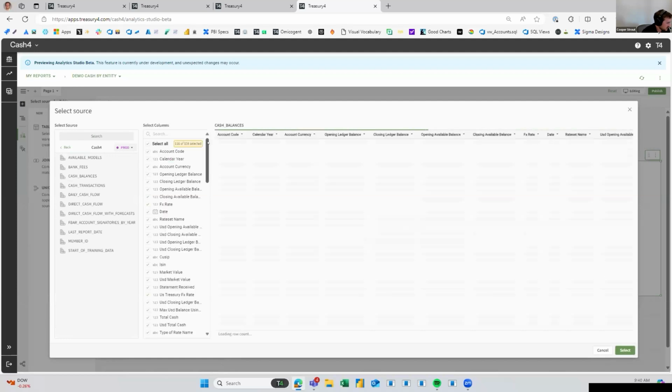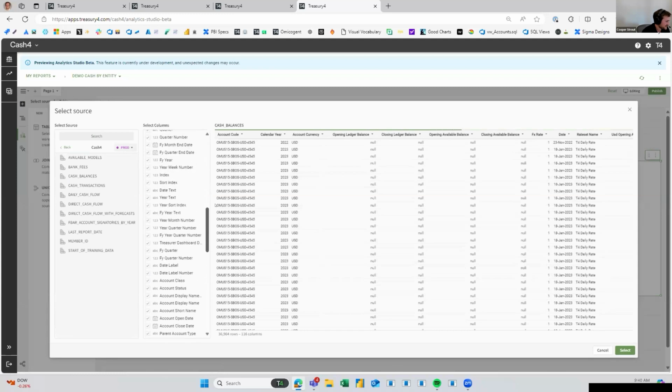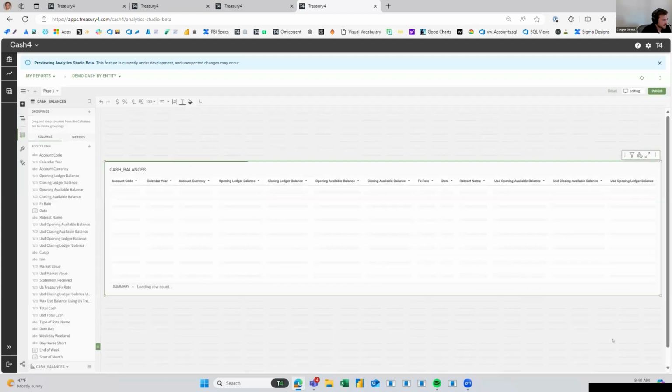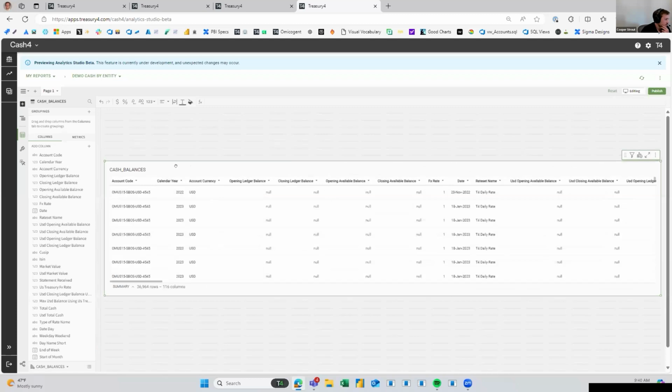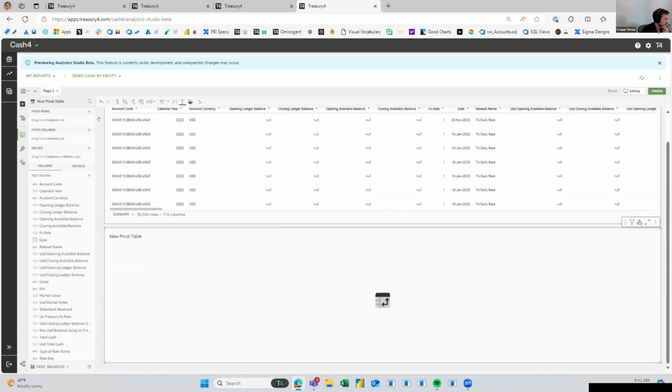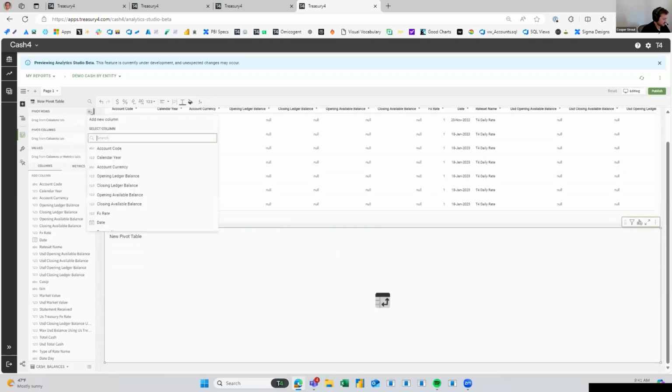And you can see here that we've got all the columns, everything that you could ever want to know about your data in Treasury 4. So I'm going to select that, and it's just ready to be pivoted on. That's the idea that we're going for here. So I've got this, and I'm going to create a visual on top of that. Let's create a pivot table here. I'm going to create new region.